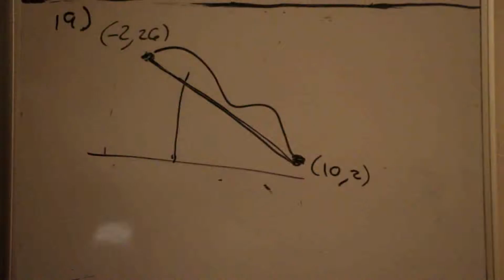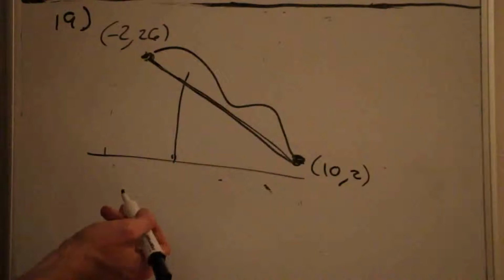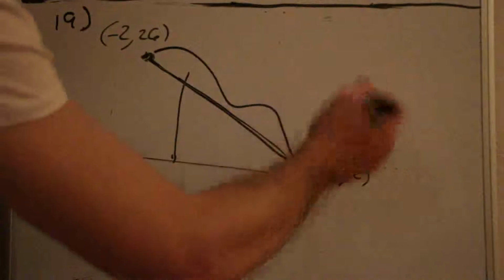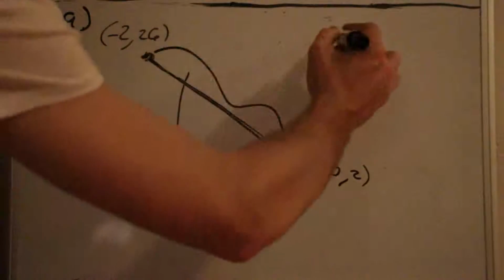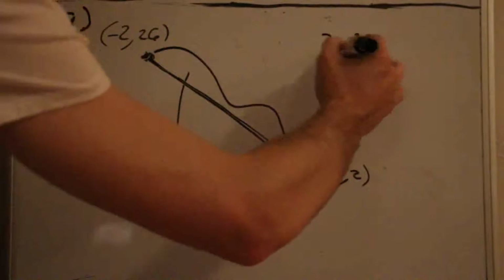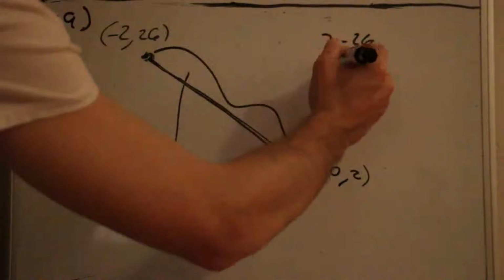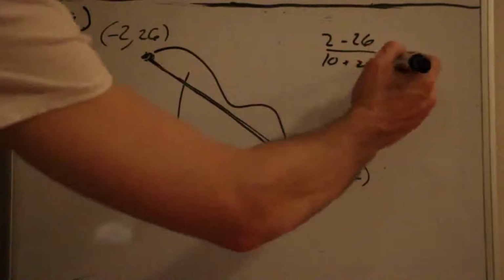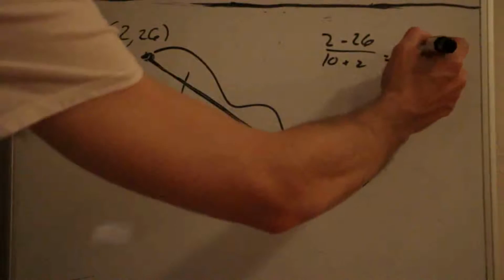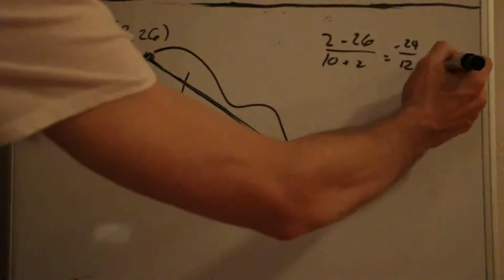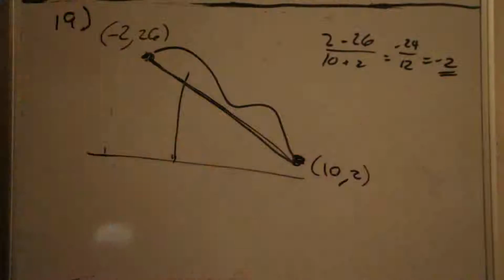So if it's parallel to that, I have to find the slope of that, right? Parallel to that segment, I'm thinking slope. So y2 minus y1, or 2 minus 26, over x2 minus x1, so 10 minus negative 2 is 10 plus 2, equals negative 24 over 12 equals negative 2. So, okay, I've got the slope as negative 2, but now to think about the other part of being tangent.